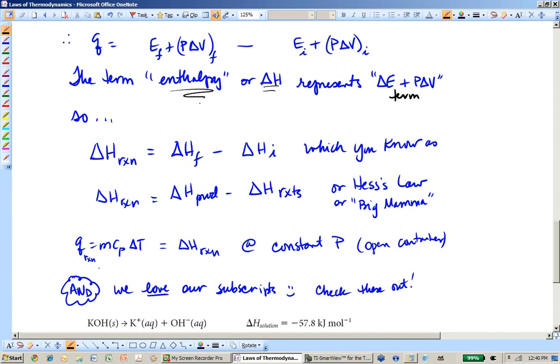And we can link it back to Q as long as we stay in those open containers. Q of the reaction is equal to mc delta T. So in a lab setting, we use this a lot because we use a lot of what we call coffee cup calorimetry. And when we do that, it's equal to the delta H of the reaction. And this is worth loads and loads of points on the AP exam, hence this discussion.